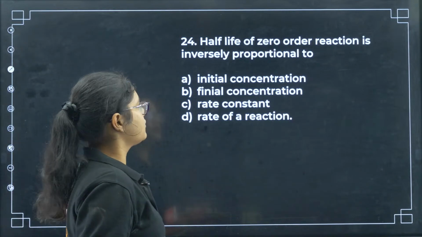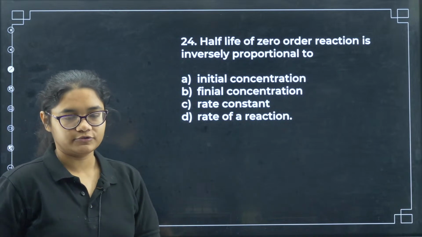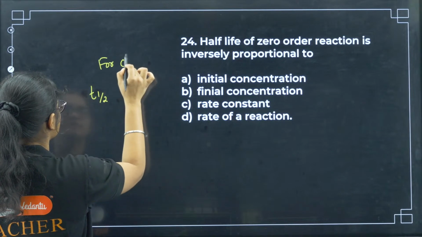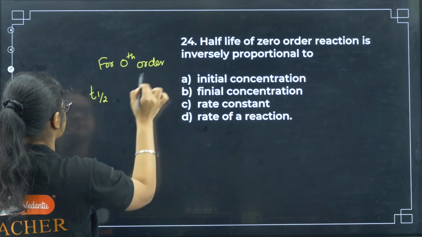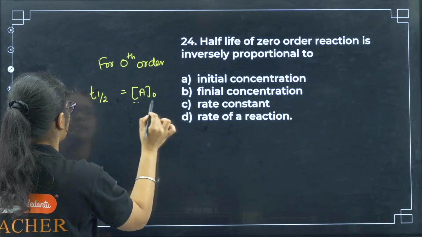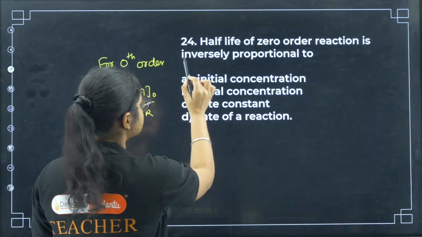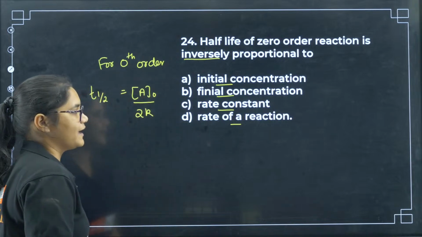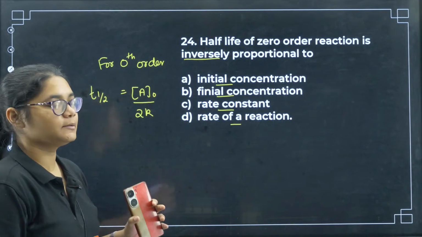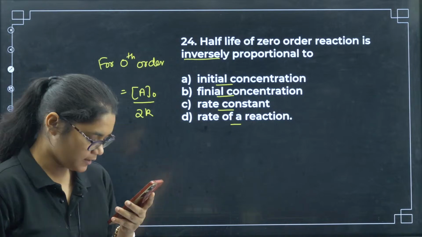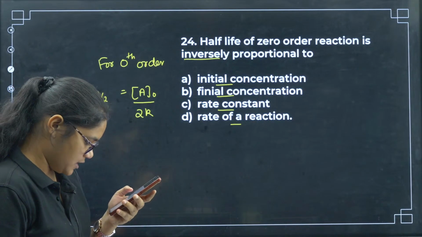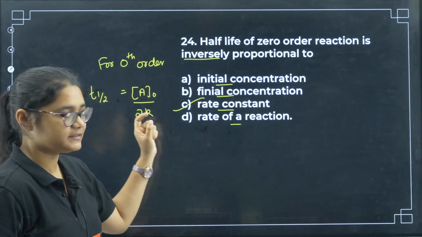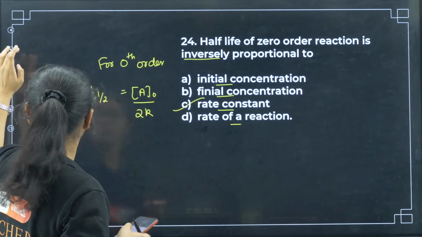Next, half life of a zero order reaction is inversely proportional to, so you should know the formula of half life. T half for zeroth order, T half is equal to A naught by 2K, right? So it is inversely proportional to initial concentration, final concentration, rate constant, or rate of a reaction. Can you guess it is inversely proportional to what? Very easy, formula is given. C is the correct answer. Yes, rate constant. Directly proportional to initial concentration, inversely proportional to rate constant.